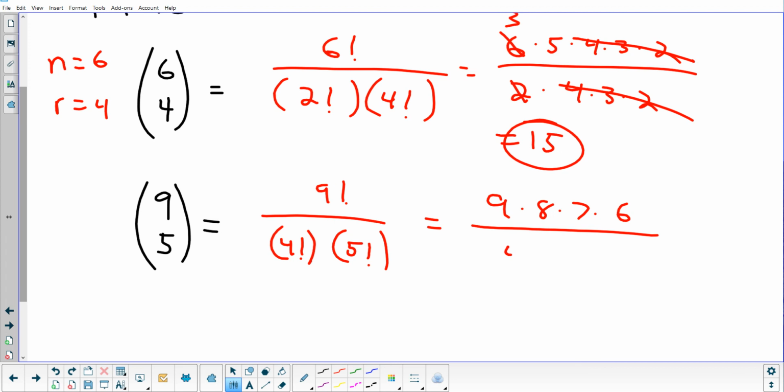And 4 factorial, 4 times 3 times 2. Okay, what can you cancel here? 4 cancels into 8 how many times? Twice. Okay, what can you cancel now? 3 into 9. You can do it that way. 3 goes into 9 how many times? 3. And what else? Then 2 into 6. Yep. So 2 goes into 6 3 times. So your denominator is a 1. It always will be. And you're left with 3 times 2 times 7 times 3.